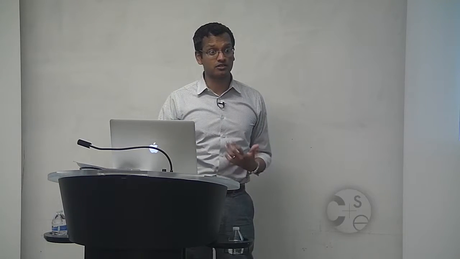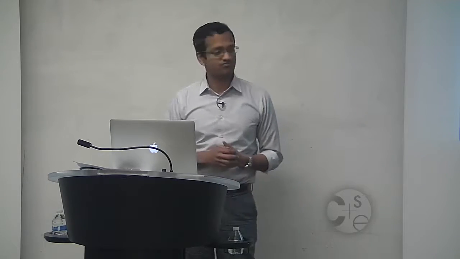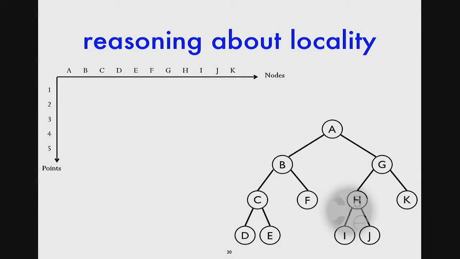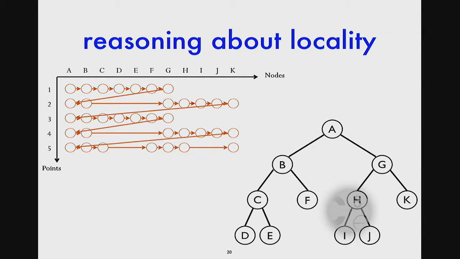But now that I have a doubly nested loop, I can turn to the compiler writer's favorite abstraction for dealing with loops, which is iteration spaces. The way iteration spaces work is, if I've got a two-dimensional iteration space, I put one dimension along each axis. The y dimension here represents the points that need to traverse the tree. The x dimension represents the nodes of the tree. And every point visits some set of nodes of the tree.